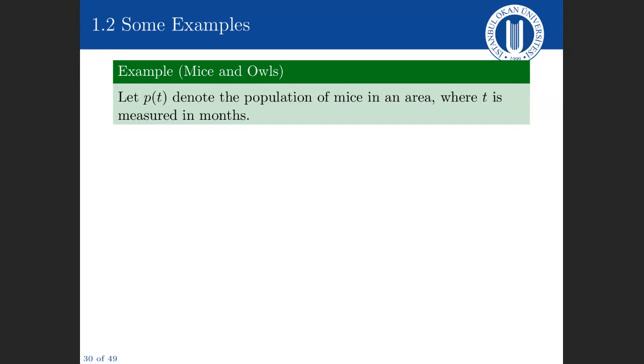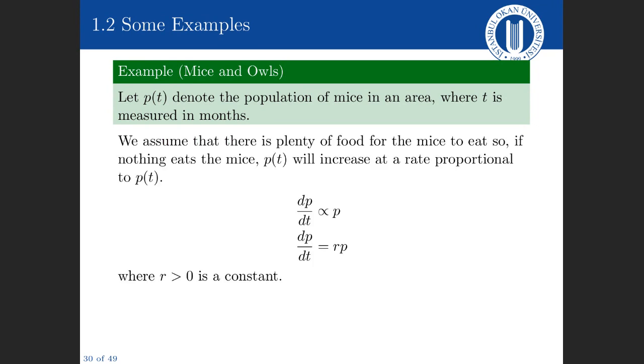Next example. Now let P of t denote the population of mice in an area, where time t is going to be measured in months. First, we're going to assume that there's plenty of food for the mice to eat. So if nothing eats the mice, we expect P of t to increase at a rate proportional to P. If there's lots of mice, then that means there's lots of baby mice, and P increases. If there's not many mice, then not many baby mice, P increases slowly, etc. We expect dP/dt is proportional to P. That means dP/dt is equal to some constant r multiplied by P, where r is some positive number.